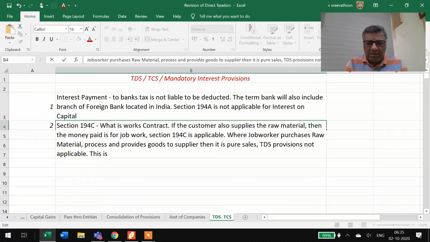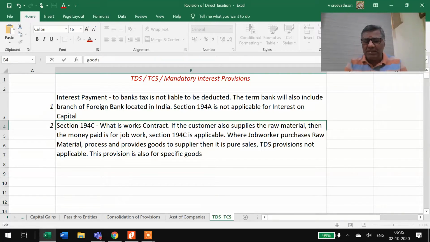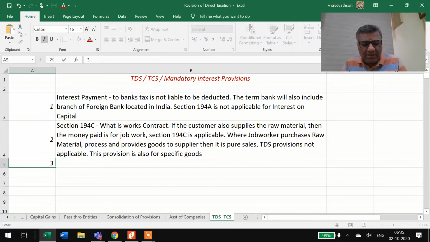This provision is also for specific goods. For example, I want a t-shirt with the emblem of Bharadwaj Institute. I am not supplying raw material. I just place an order saying that I want t-shirts with this emblem. It cannot be considered as job working charges. It is pure sales. So the question is, who supplies the raw material? That will determine the answer.